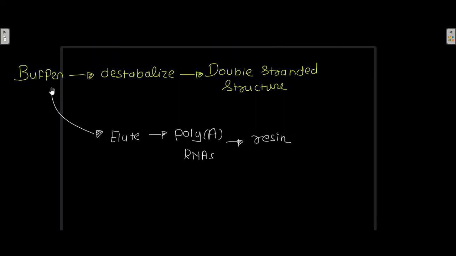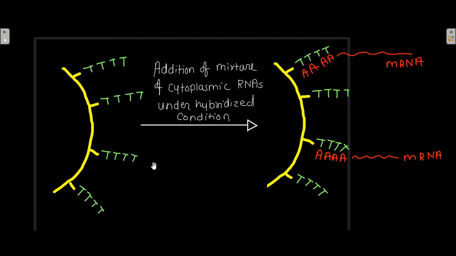So that buffer helps to destabilize the double-stranded structure, and that causes the elution of the poly A mRNAs from the resin. The double-stranded structure which was formed between the poly A tail of the mRNA and the short chains of oligo-dT has been destabilized by this low salt buffer, and that is how you are able to elute the poly A mRNAs from the resin. So this is how it looks.